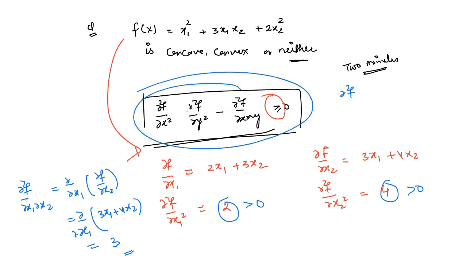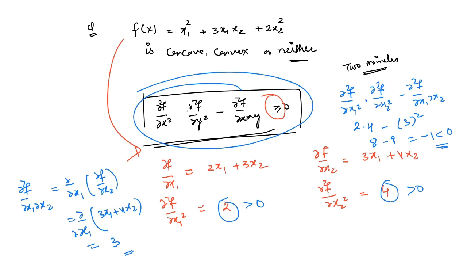That means del square f upon del x1 square into del square f upon del x2 square minus del square f upon del x1 del x2 squared. So when we put these values, 2 into 4 minus 3 squared. 2 fours are 8, 8 minus 9 gives us minus 1. So this minus 1 is less than 0.